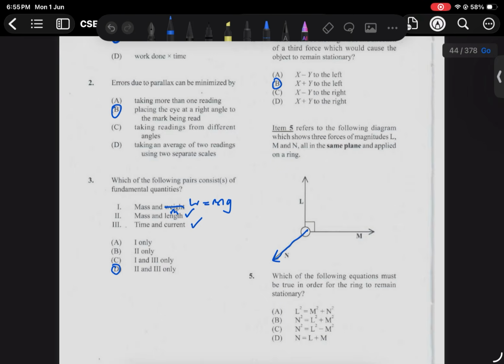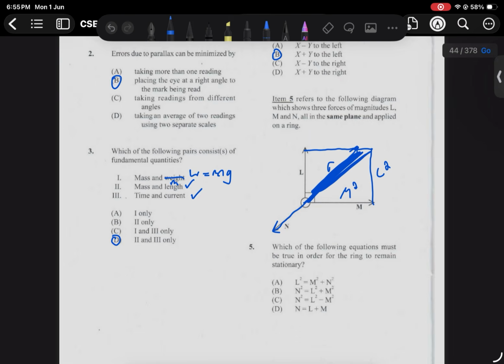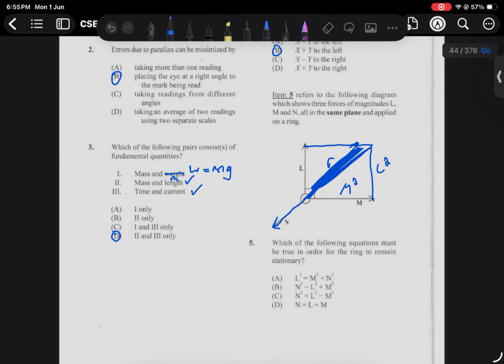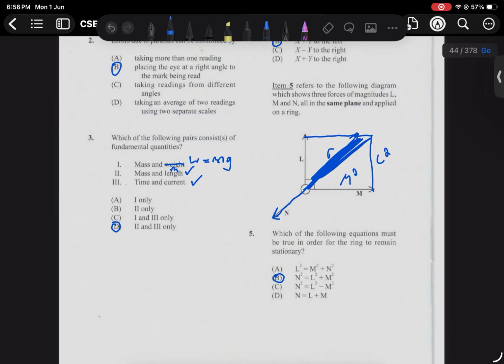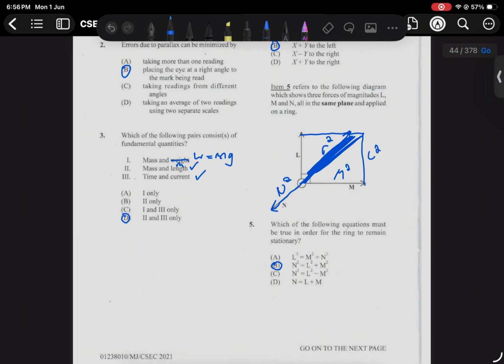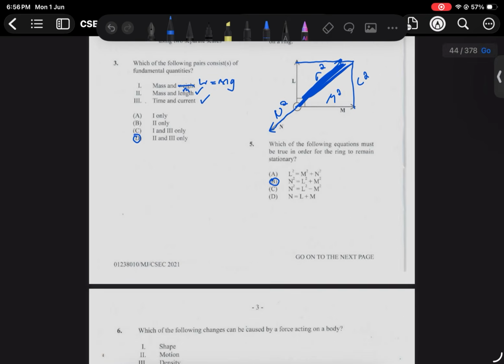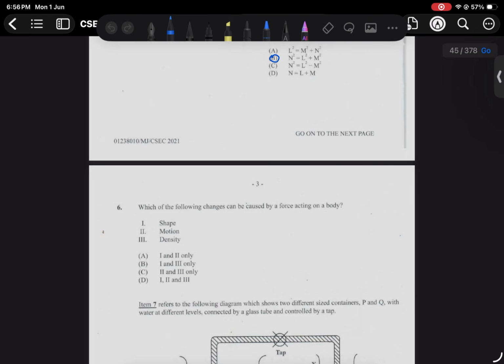So this force N would have to equal the resultant force here, and you can find that resultant force using Pythagoras' theorem. Let me draw that. It'll be like this. In order to find R, that would be M squared plus L squared. So for it to be stationary, L squared plus M squared would have to equal N squared. So N squared would have to equal R squared. Which of the following changes can be caused by a force acting on a body? It's the same repeat question, it's all of them.